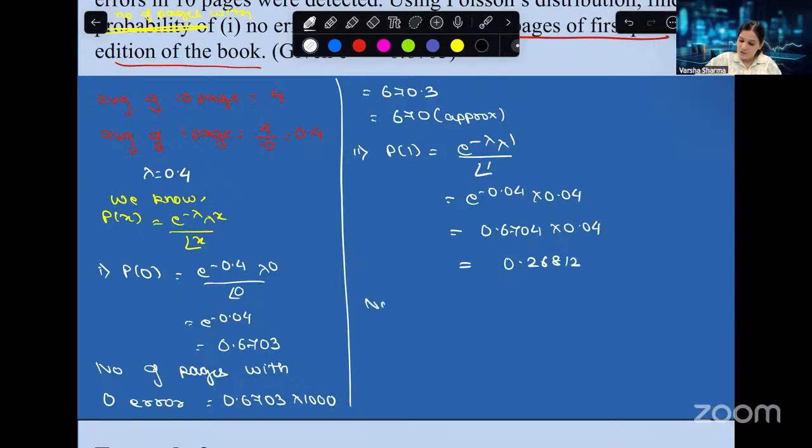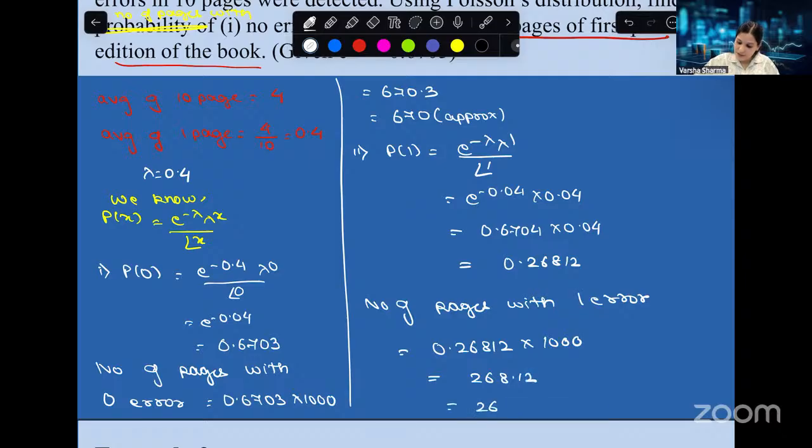0.26812. So this is for one book, one page with one error. Now I'm finding the number of pages, so I'll multiply it by the total number of pages, number of pages with one error, into 1000, approximately 268 pages.